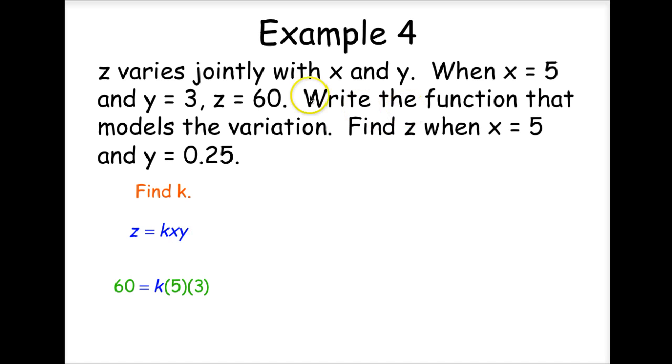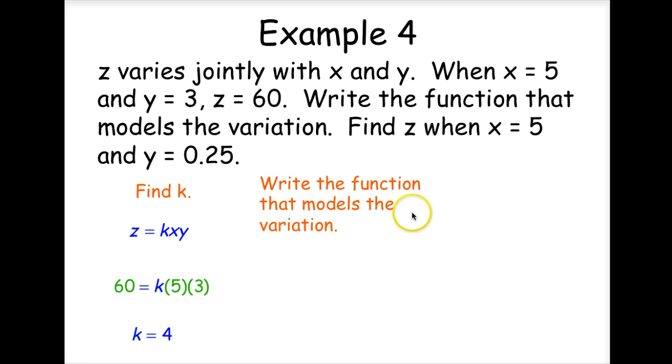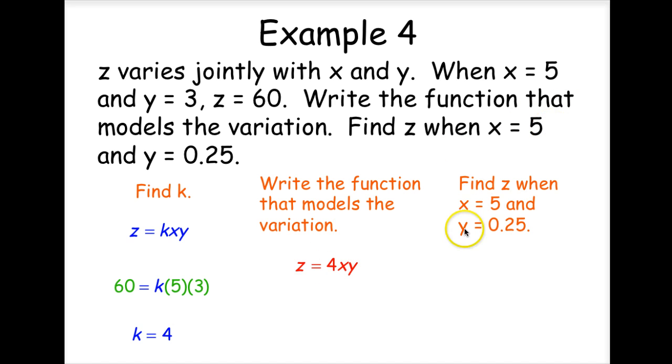We substitute what we were given to begin with. We know that when x is 5 and y is 3, z is 60. That way we can find k. K is 4. Now write the function that models the variation, substituting a 4 in for k. Now we're going to substitute a 5 in for x and 25 hundredths in for y. Do the multiplication and we find that z is equal to 5.